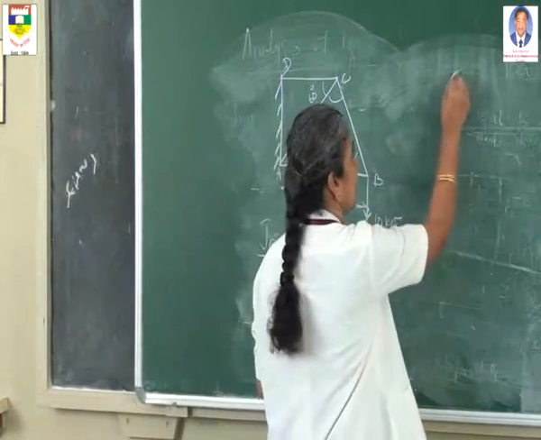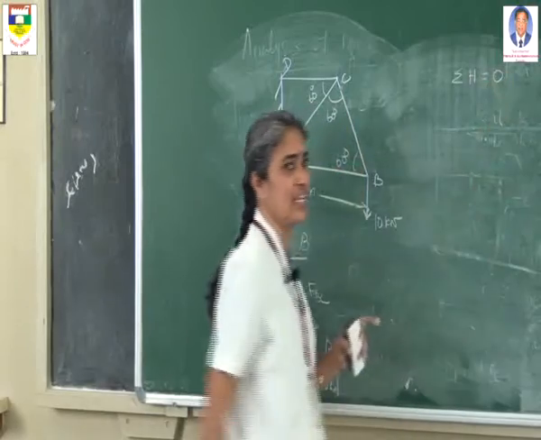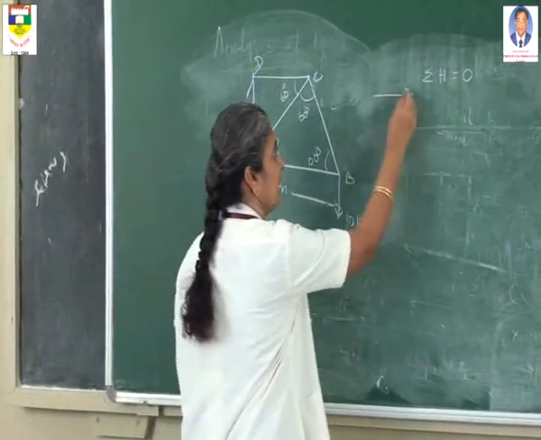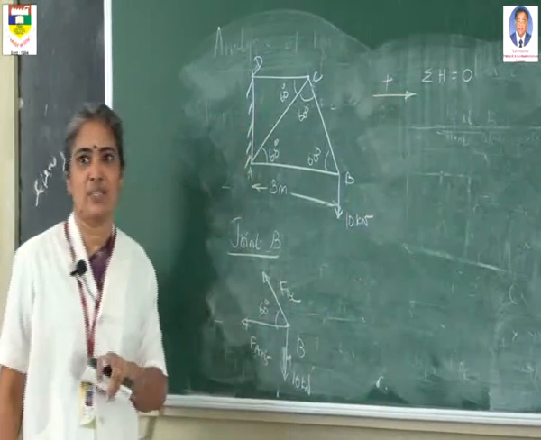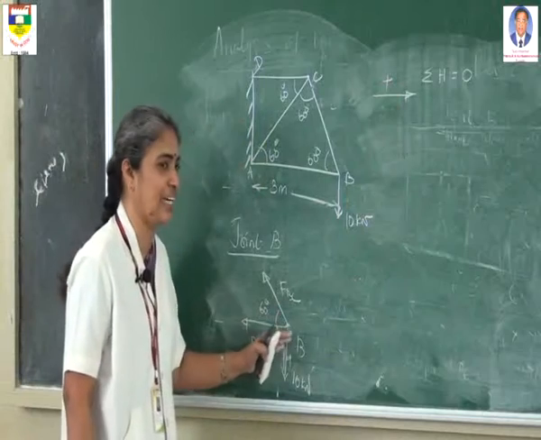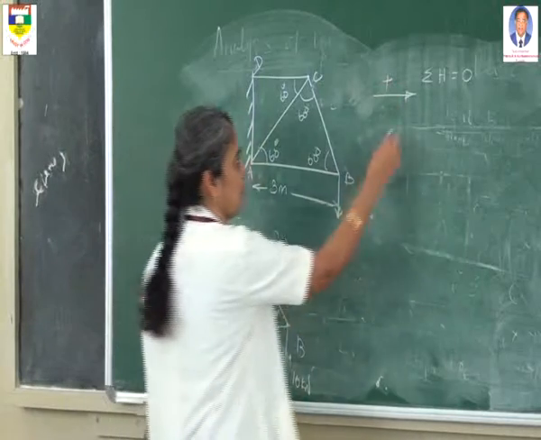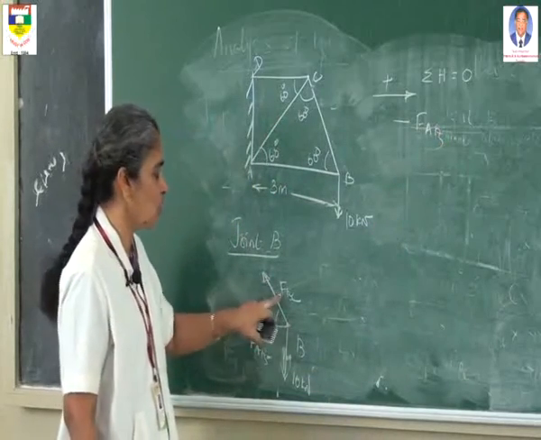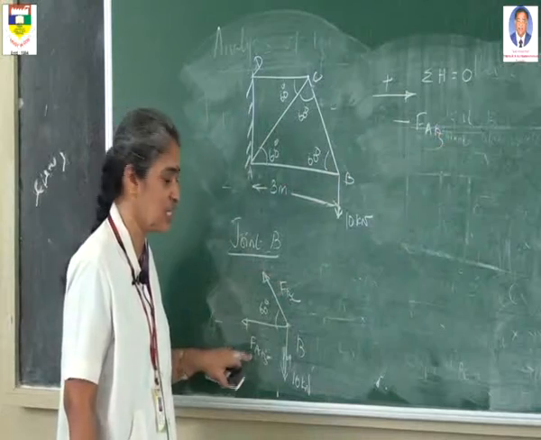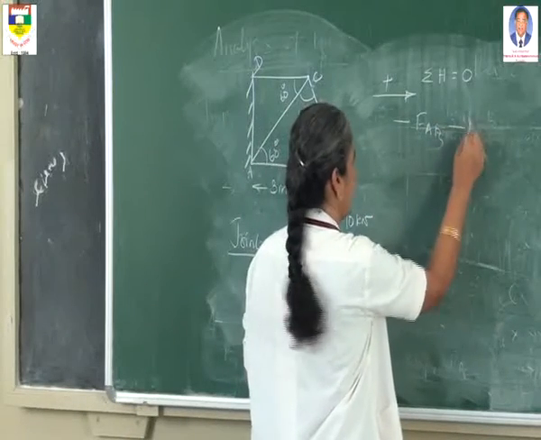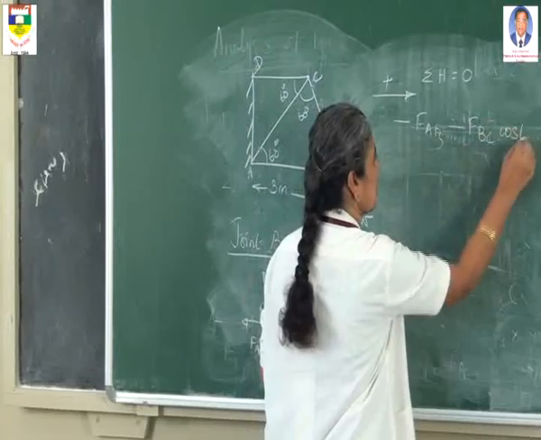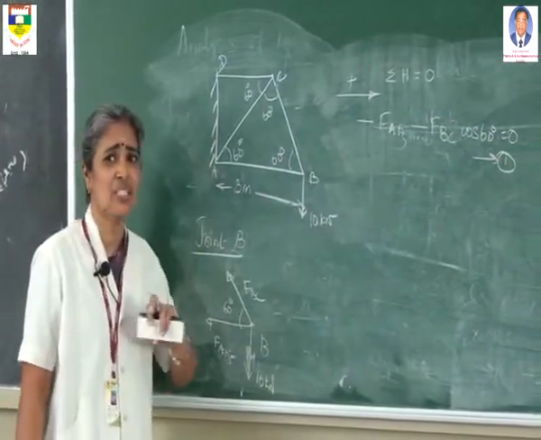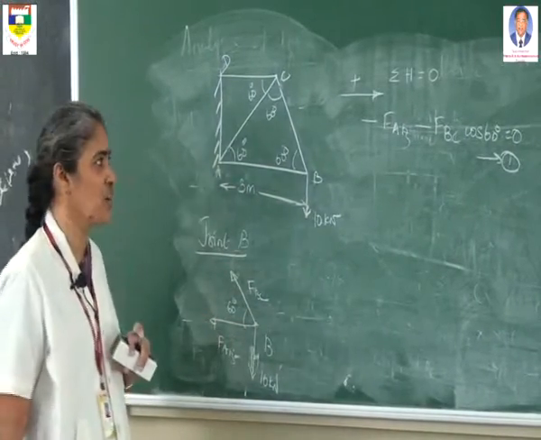Now apply the equilibrium equation. Summation of all the forces in the horizontal direction is equal to 0. Again you use the sign convention. Left to right is taken as positive. So this force FAB is acting in the opposite direction, so it is taken as minus FAB. Then you resolve this member force in the horizontal direction. The horizontal component is cos. So minus FAB plus FBC cos 60 equal to 0. This is equation 1. This equation is found by resolving all the member forces in the horizontal direction.